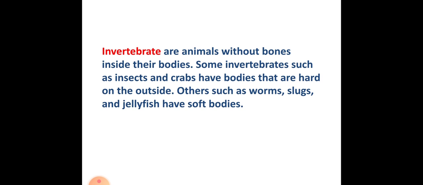Now we are talking about invertebrate animals. Invertebrate animals are animals without bones inside their bodies. Some invertebrates, such as insects and crabs, have bodies that are hard on the outside. Others, such as worms, slugs, and jellyfish, have soft bodies. So again, invertebrate animals are all animals without bones. So without backbones or without bones, you call them invertebrate animals.